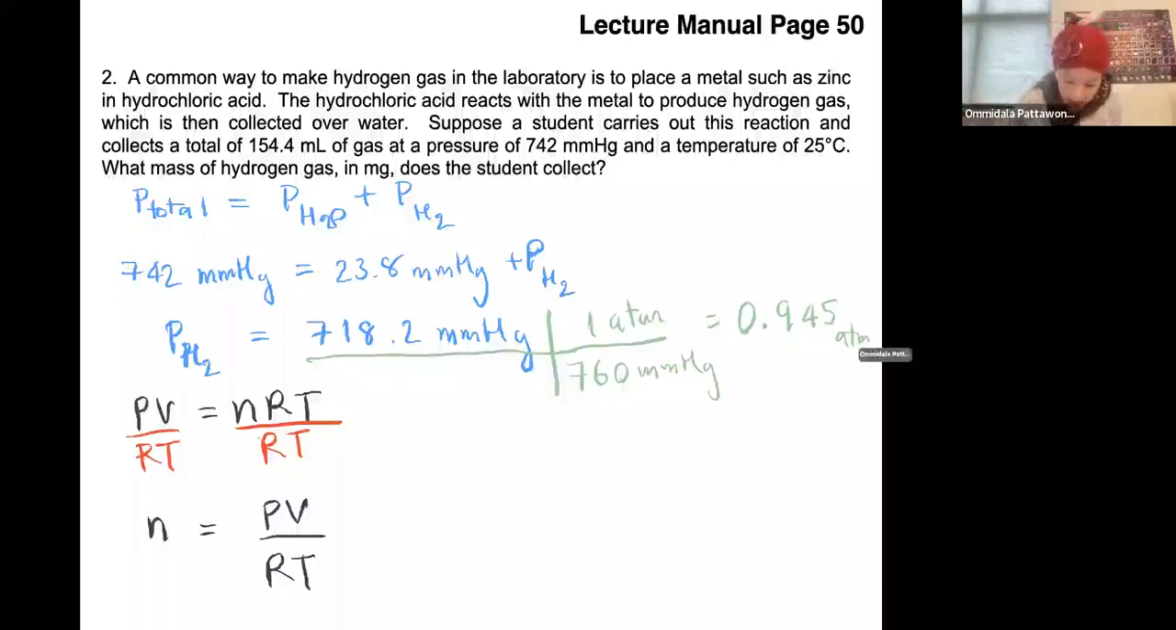Okay, so the next thing we are going to do is make sure that the temperature is also in Kelvin. If you add 273 to this, you are going to get 298 Kelvin.